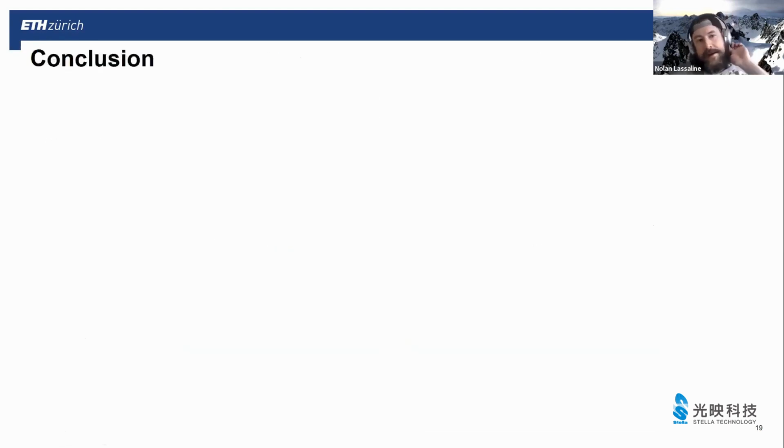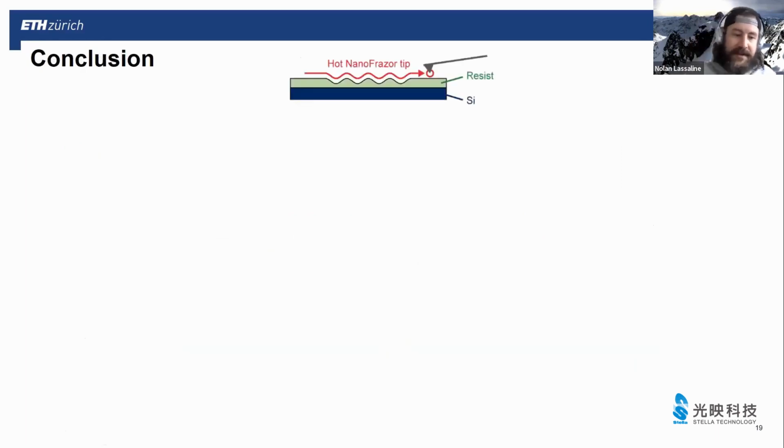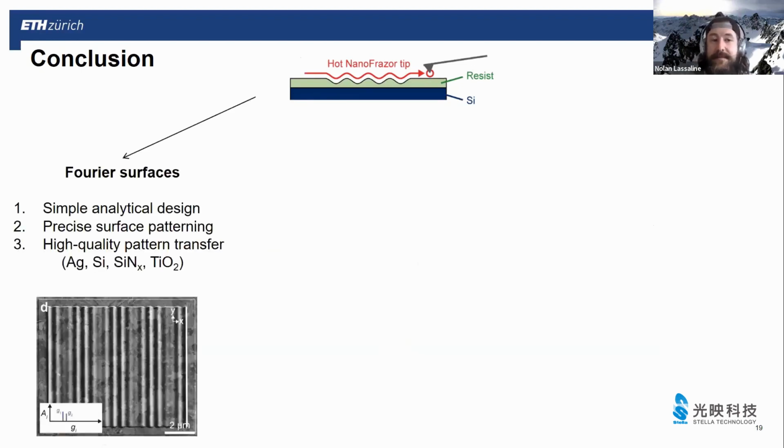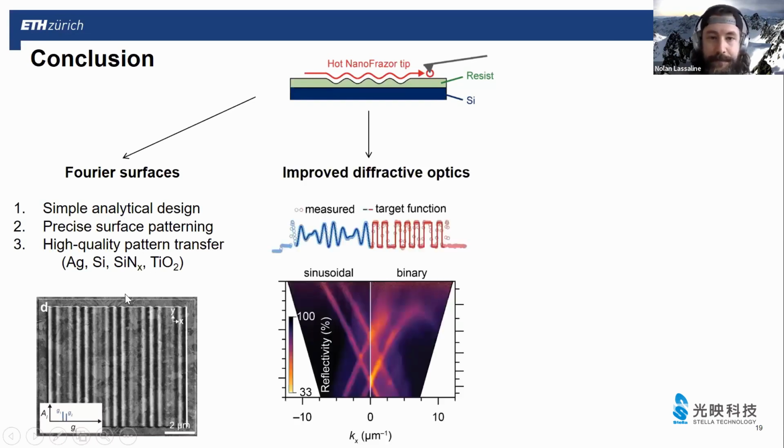So with that, already I'm at the conclusion. As we've seen today, I think the first takeaway is that everything that we've shown really starts with the nanofraser, and everything that I've shown is really only possible by using the nanofraser. With this technology, we have introduced the concept of Fourier surfaces, and of course they're based on this very simple analytical design. With this precise surface patterning of the nanofraser, we can transfer these patterns with very high quality to a number of relevant materials, specifically optical materials in our case.